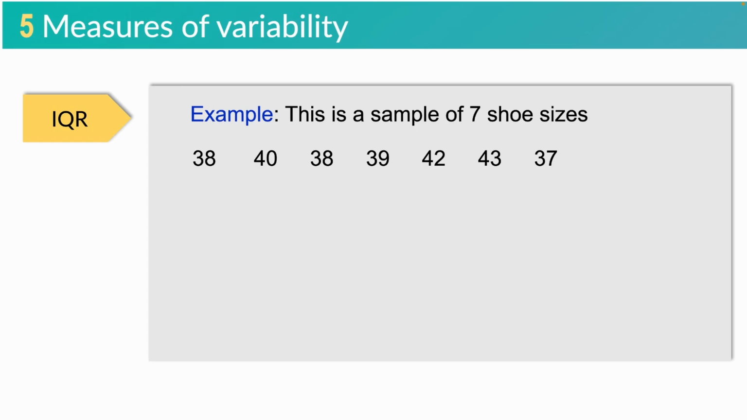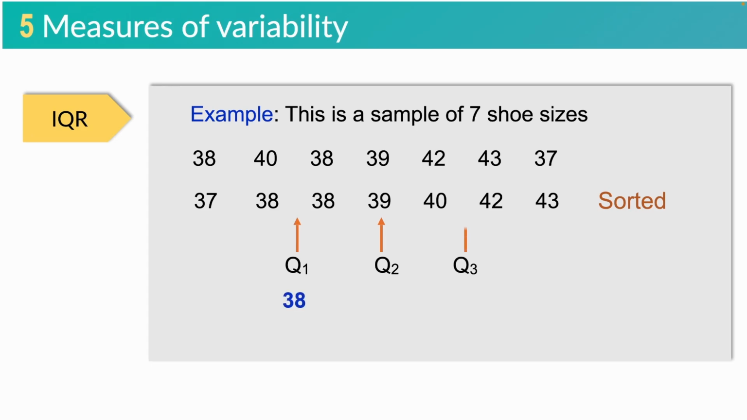In this example, we will calculate the interquartile range of this sample of 7 shoe sizes. First, we need to sort the data from the lowest to the highest. Then we identify the second quartile, or median. It is 39. Then we calculate Q1 and Q3. They are the medians of the lower and higher halves, respectively. We can easily identify that they are 38 and 41, respectively. So the interquartile range is 41 minus 38, and it is equal to 3.